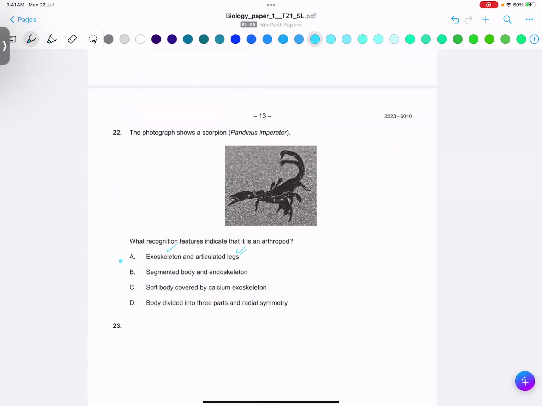B. Segmented body and endoskeleton. It does not have an endoskeleton, so that is not true. It does have a segmented body, because if you split it in half, then it'll be the same. But no, that's actually bilateral symmetry. But yeah, soft body covered by calcium exoskeleton. Its body is not soft, so that's false. The body divided into three parts and radial symmetry. It has bilateral symmetry, not radial symmetry, so it's false. So our answer is A.